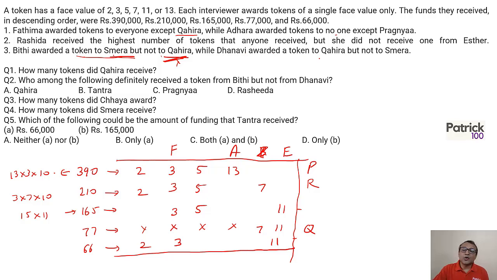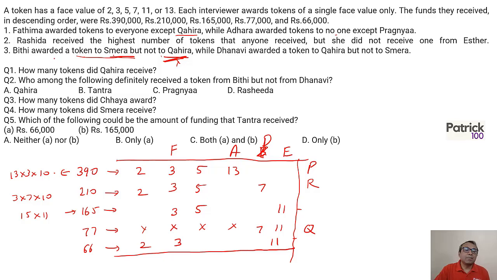And Dharavi awarded a token to Kahira but not Smira. D awarded a token to Q. That means it can be 7 but not to Smira. Smira can be anyone. So D has to be 7 for sure, because Q got a token from 7 and 11. 11 we know is E, so D has to be 7.